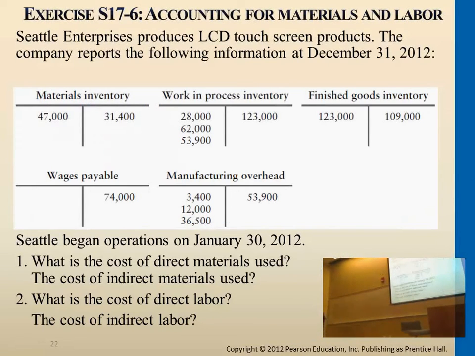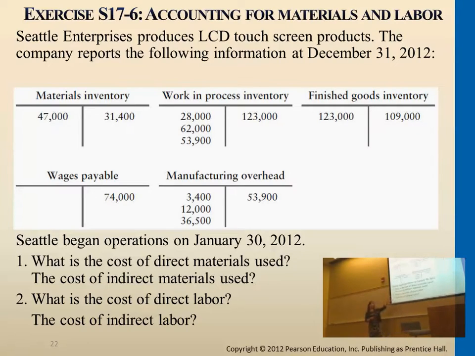Okay, example. Exercise time, let's take a look at this example together. Seattle Enterprises produces touchscreen products. And these are the T accounts opened up to keep track of your manufacturing activities. So from these numbers, you can actually understand what's going on so far. You see there's materials purchased and used, wages paid and wages deferred. You see work in process, there's some numbers on debit side and credit side.